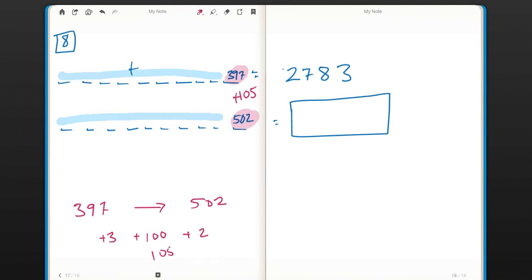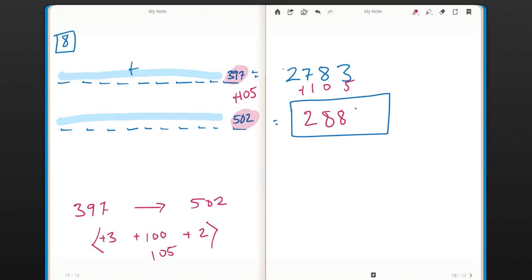So without making a big deal out of it, I can mentally go from 397 to 502 by realizing that I have these 3 separate jumps, which total 105. If all the numbers are the same and one number jumps 105, then my total is going to jump 105 as well, and the sum of the 10 numbers is going to be 2,888.